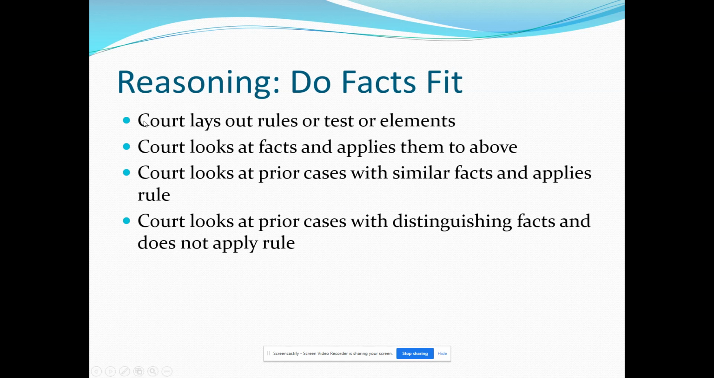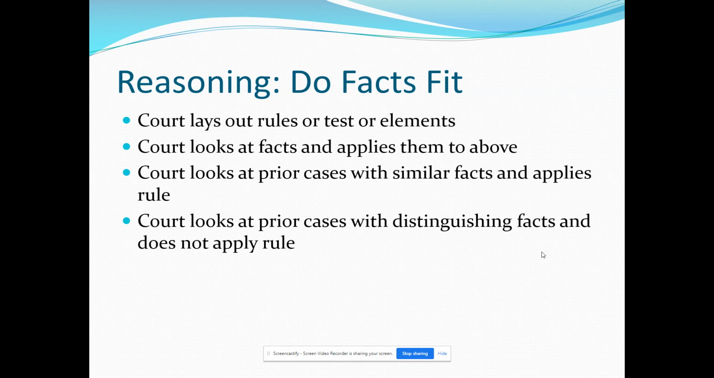If you're in a do the facts fit, they lay out the rules or elements, 1, 2, 3, 4. They look to the facts and then see if they apply. So if we were looking at that code section in Peterson, right, we needed that they killed someone for the intent that they didn't testify. And then safeguards of reliability and interest of justice. Those are the 4 things, and they have to determine that.